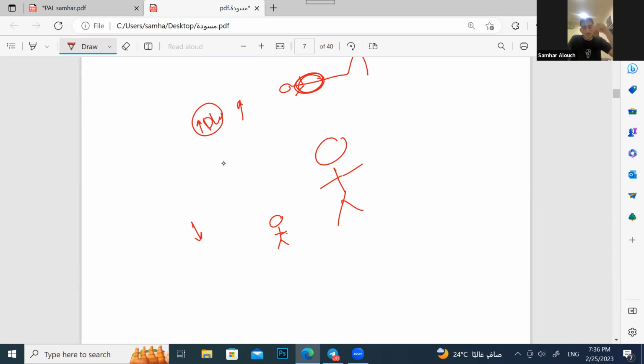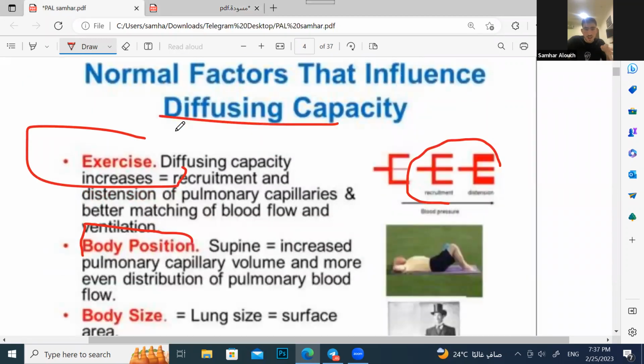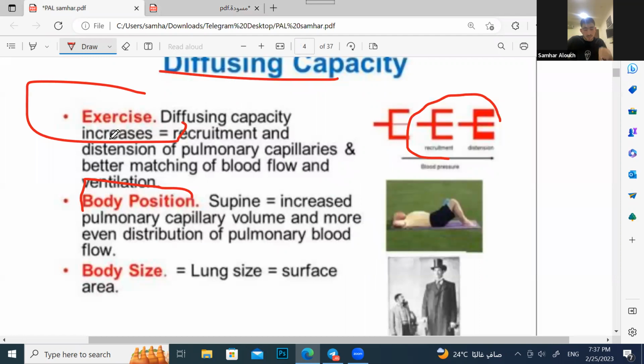So anyway, his lungs are much bigger than Dr. Paul's, so he will have a much bigger surface area. So now Dr. Atif will have a higher DL than Dr. Paul, because Dr. Paul's lungs are so much smaller and Dr. Atif's lungs are so much bigger, and the surface area increased and DL will be increased. Is it clear?